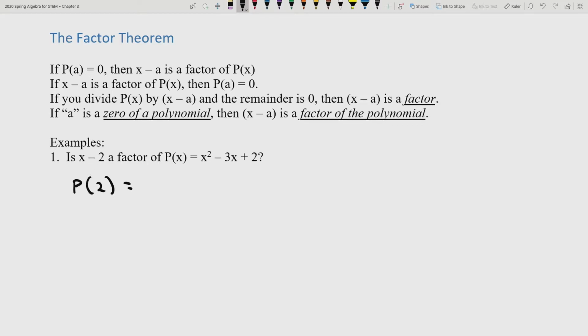P of 2 is 2 squared minus 3 times 2 plus 2, which is 4 minus 6 plus 2. 4 minus 6 is negative 2. Negative 2 plus 2 is 0. So P of 2 is 0. The factor theorem tells us that if P of 2 is 0, x minus 2 is a factor of x squared minus 3x plus 2. So yes, it's a factor.